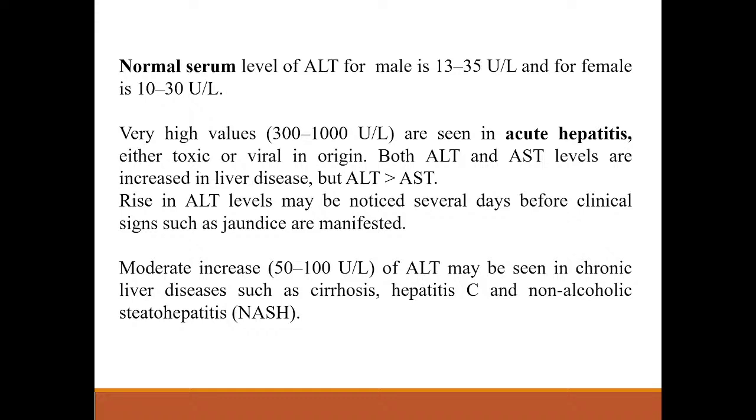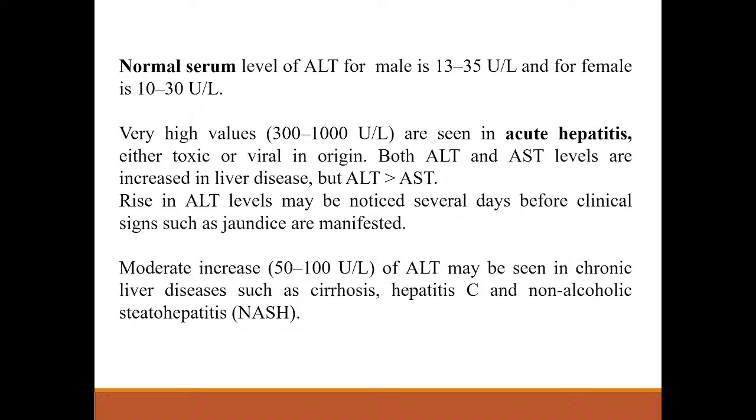Rise in ALT levels may be noticed several days before clinical signs of jaundice or manifestation. So, if you have some symptoms of jaundice, like bilirubin level and other things, before the bilirubin level rises, these enzymes can give you an indication that it is manifesting. So, if you are feeling some uneasiness or some symptoms, if you go to the clinician, and the clinician recommends this test, you can find that this level is high. So, that will give you a prediction that you are going to the state of jaundice, because that will be high.